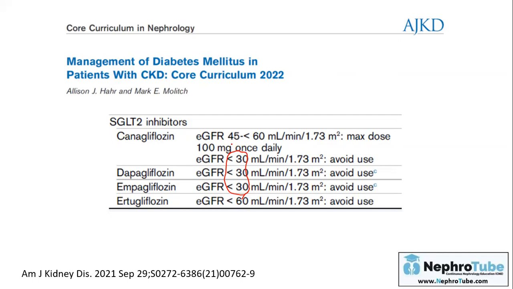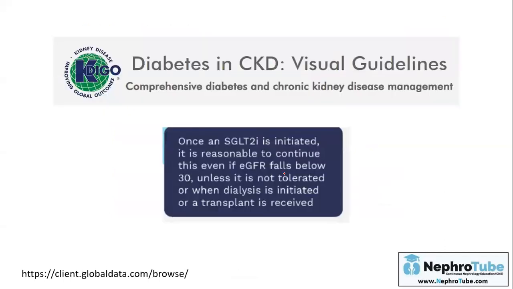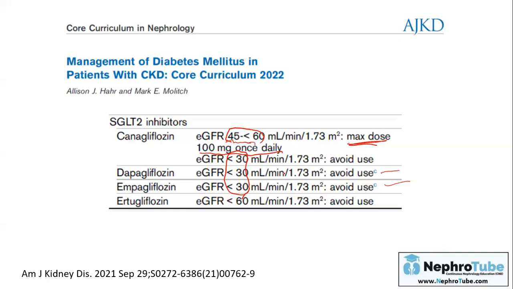Regarding canagliflozin, if the GFR is between 45 and 60, there is a dose modification. The maximum dose will be 100 milligrams once daily. Regarding the others, there is no dose modification once the GFR is more than 30. But if it is below 30, avoid initiation. Don't initiate.